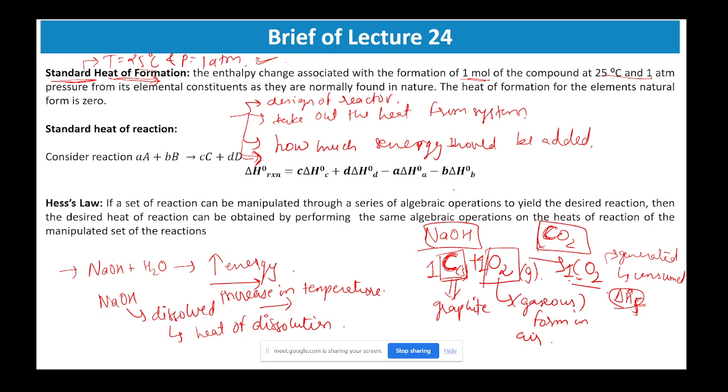Here you need to take care that for any elemental constituent like carbon or oxygen that usually occurs in nature, the delta H is considered to be 0. The heat of formation for such elements is 0. So it will make the process of calculating the heat of formation easier. Now such reactions are actually not occurring.